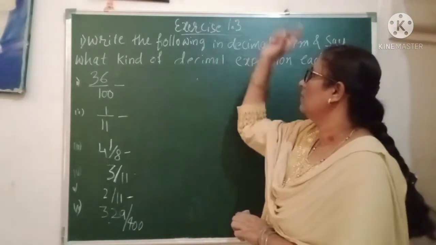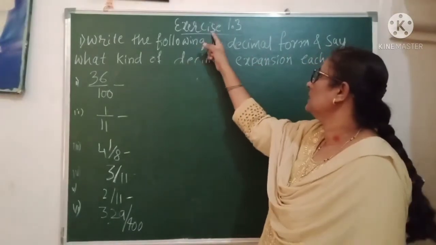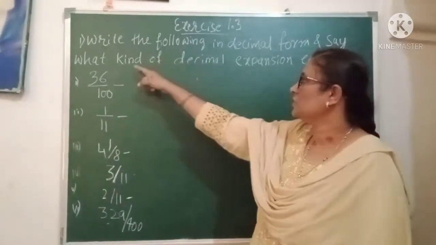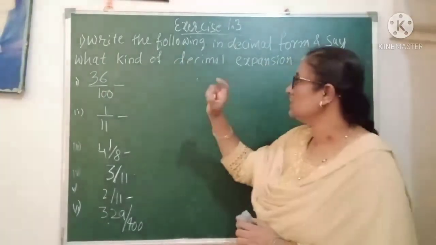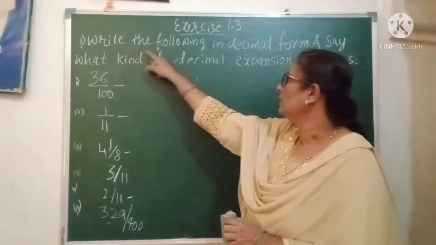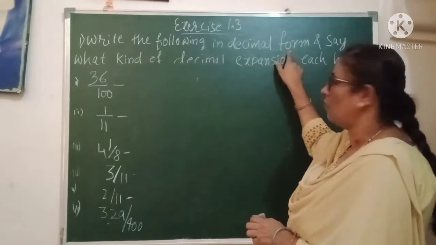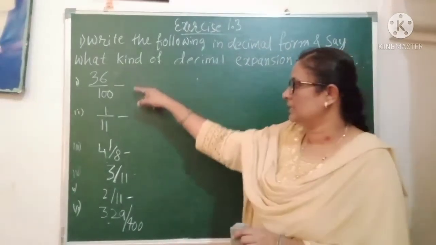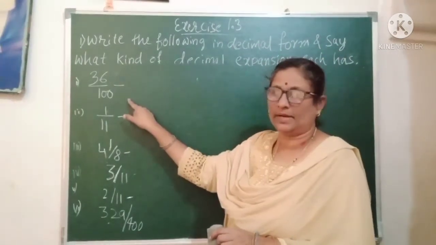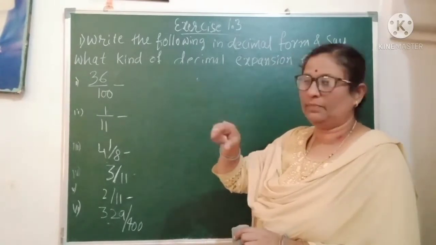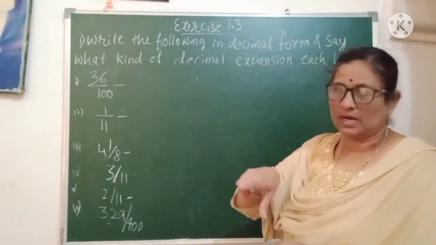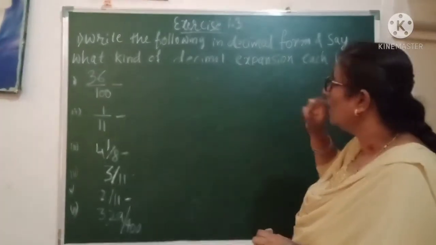First lesson you have Number Systems. In that, Exercise 1.3, the first question of the exercise is something like this one. Write the following in decimal form. Very simple. You are given a fraction, you have to convert that one to decimal, which is very simple. You know this one from your lower classes. That is a simple thing.